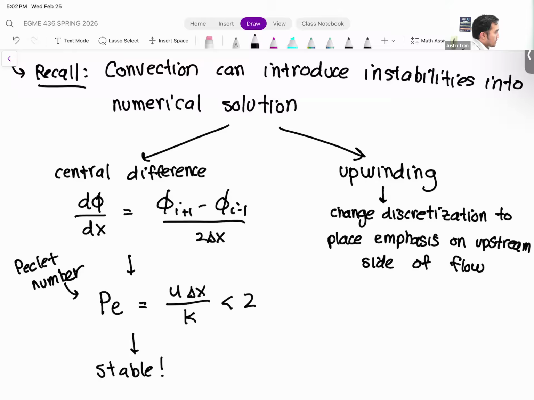We rationalize this by saying that velocity always has a certain direction. It always goes from one side to another, top to bottom, left to right, and so on. Since information travels along the direction of the velocity, it makes sense for our differencing scheme to be more weighted towards where the information is coming from.